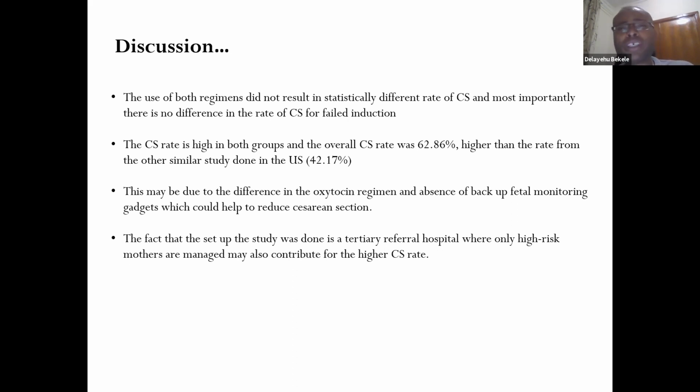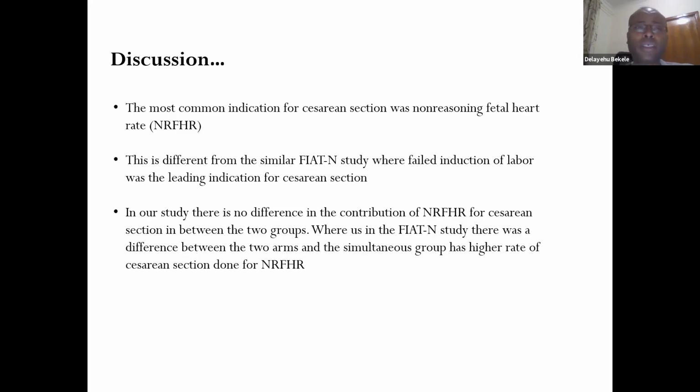and 41.7%, and this might be due to the difference in the oxytocin regimen again, and the absence of backup fetal monitoring guidance, which could help to reduce the cesarean section rate, and the fact that the study was done in a tertiary setting where high-risk mothers are managed may also be one contributor to the higher cesarean section rate as compared to the other studies. And the most common indication for cesarean section was non-reassuring fetal heart rate, and this is different from the previous RCTs where failed induction of labor was the leading indication for cesarean section.